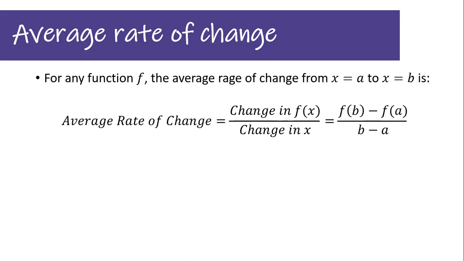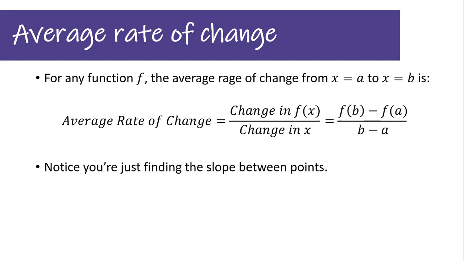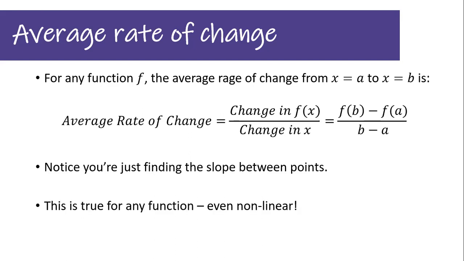Look familiar? It's a lot of symbols, but you are literally just finding the slope between those 2 points. So look at the points on the function, a and b, and find the slope. That is the average rate of change. The cool thing about this is it's true for any function. Even if it's a crazy curvy function, it's true. You're going to plot the 2 points. If you draw a straight line just between those 2 points, ignoring the rest of the function, the slope of that straight line will give you the average rate of change.